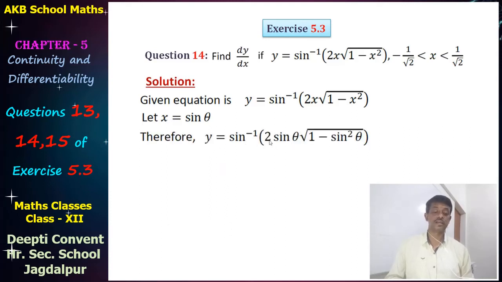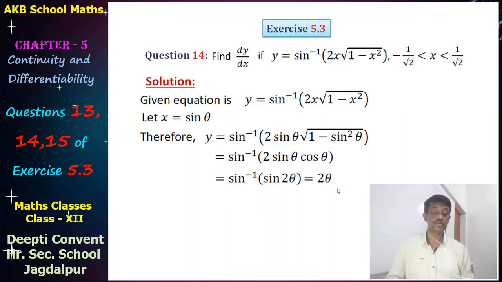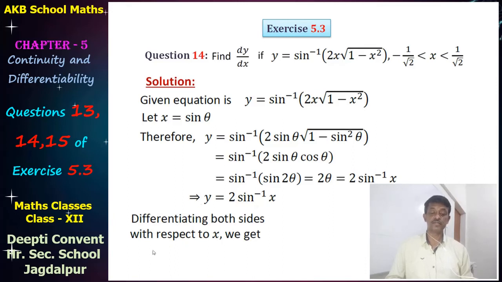Therefore y equals sin⁻¹(2 sin θ √(1 − sin²θ)). So sin⁻¹(2 sin θ cos θ), that means sin 2θ, sin and sin⁻¹ cancel out, then we get 2θ. Theta equals what? sin⁻¹x. So you can write 2 sin⁻¹x, that is, we get y = 2 sin⁻¹x. Okay. Now differentiate both sides with respect to x, we get dy/dx equals 2 times the derivative of sin⁻¹x, which we know is 1 upon √(1 − x²). So dy/dx is this.